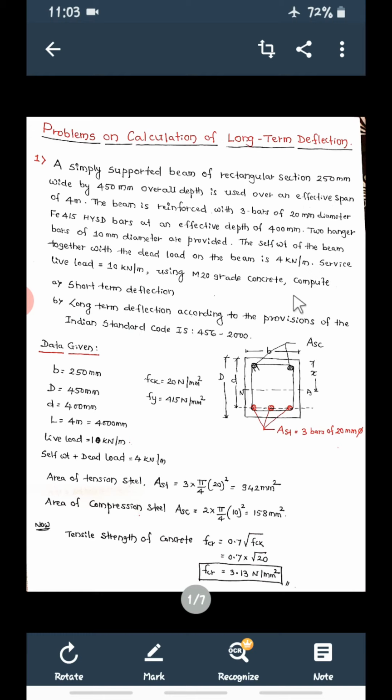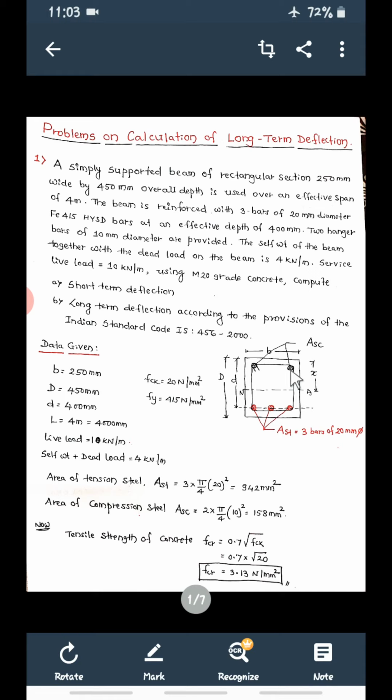As per the given data, this is the width of the beam, then overall depth of the beam, then effective depth of the beam. This is 3 bars of 20 mm diameter, that is area of steel. Then here they have mentioned 2 numbers of hanger bars of 10 mm diameter. Can you see this top? Top 2 bars are provided. So these are called hanger bars or anchor bars.